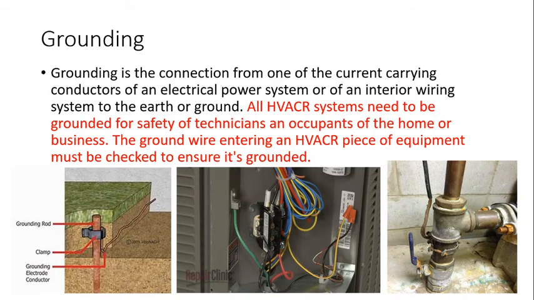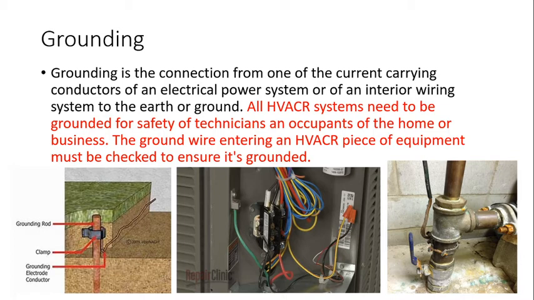Grounding. Grounding is a connection from one of the current carrying conductors of an electric power system or of an interior wiring system to earth or ground. And in the pictures, on the bottom right, this is what most people see, a copper pipe or galvanized pipe coming out of the ground, and they'll have the copper wire tied to it and clamped down to it very tight.